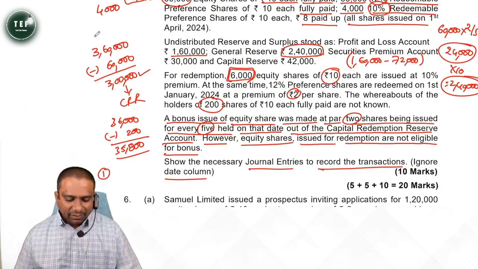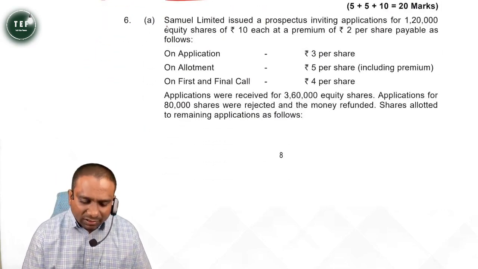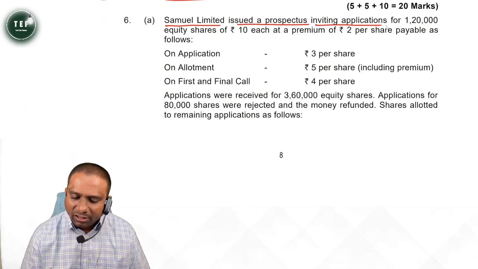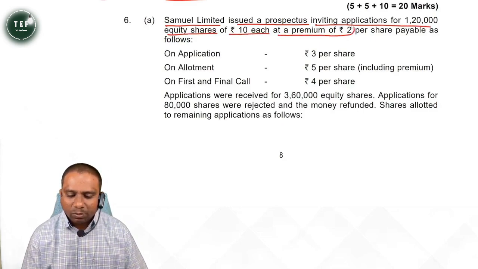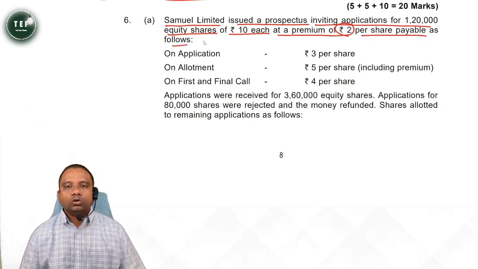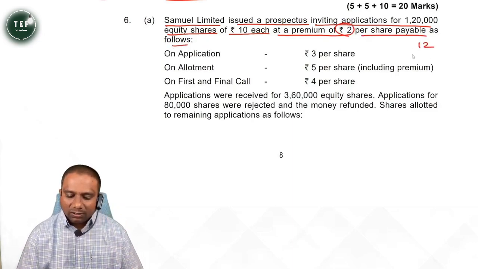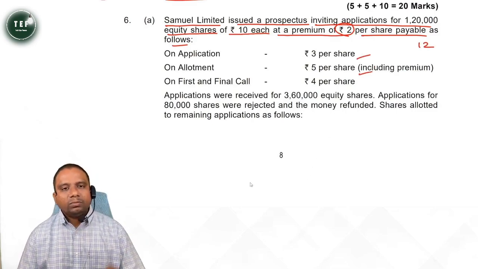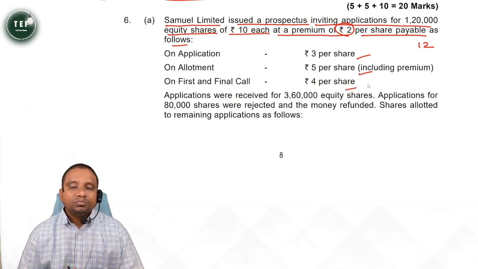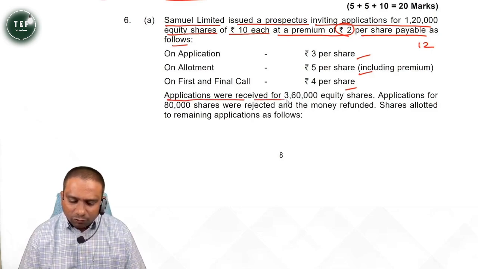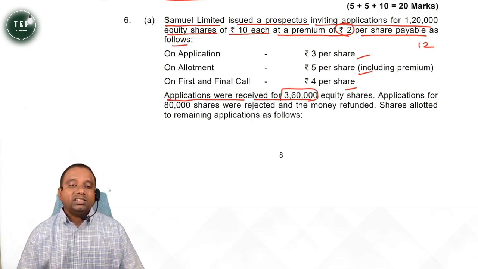Now come to 6A. Samuel Limited issued a prospectus inviting applications for 1,20,000 equity shares of rupees 10 each at a premium of 2 per share, payable as follows. Total amount receivable is 12 rupees. How are we receiving this? 3 per share on application, 5 per share on allotment, which includes premium, and 4 on the final call. In how many installments are we receiving the amount? In 3 installments.